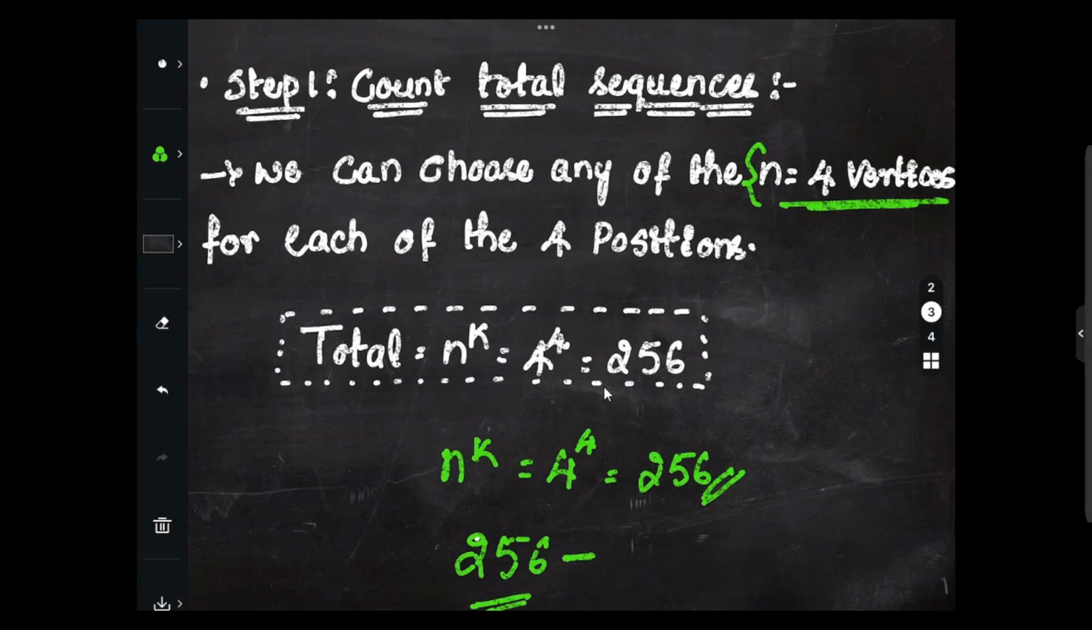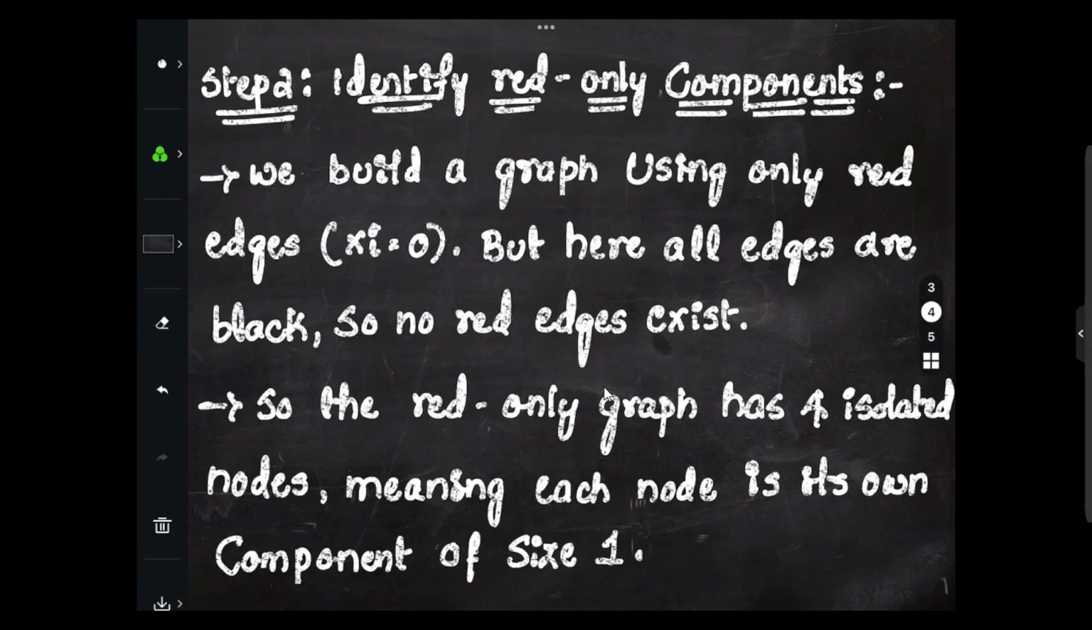In this case we have to subtract only the red edges. Bad sequences consist of only red edges. They don't consist of black edges, according to the question. This one we have discussed already. So we have to identify the red-only components. Now we build a graph using only red edges.